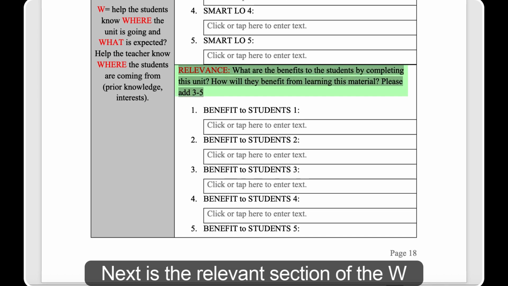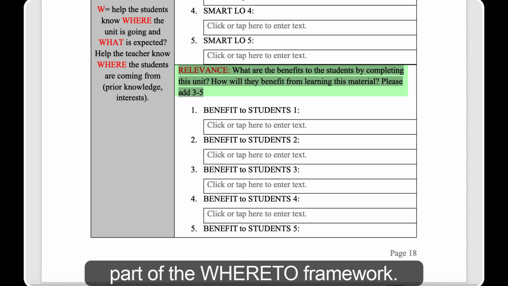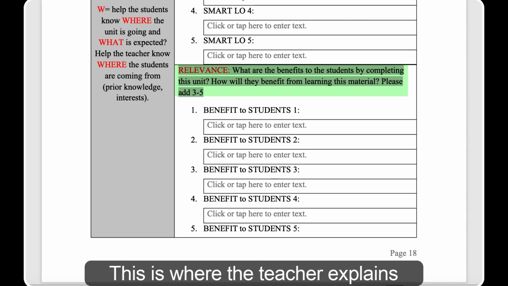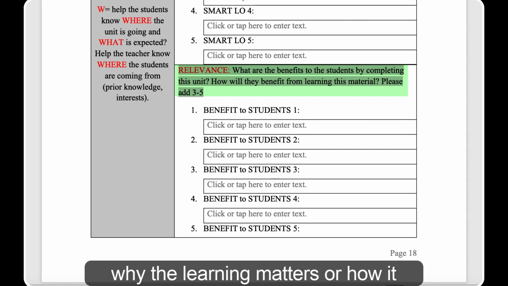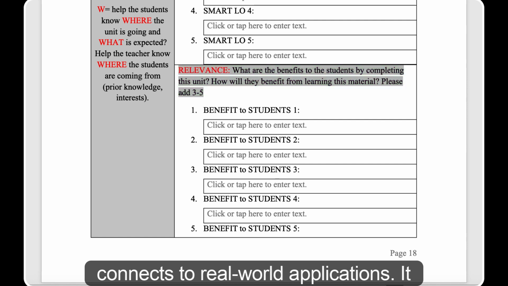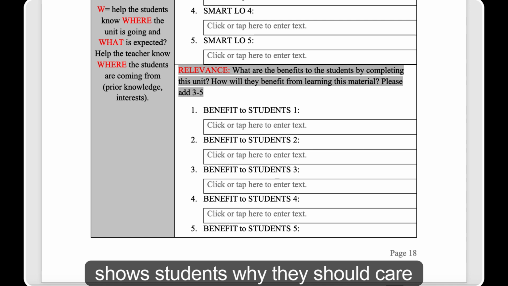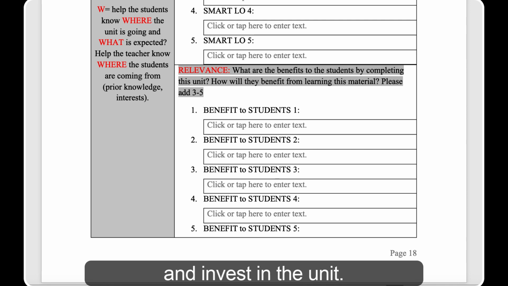Next is the relevance section of the W part of the WHERETO framework. This is where the teacher explains why the learning matters or how it connects to real-world applications. It shows students why they should care and invest in the unit.